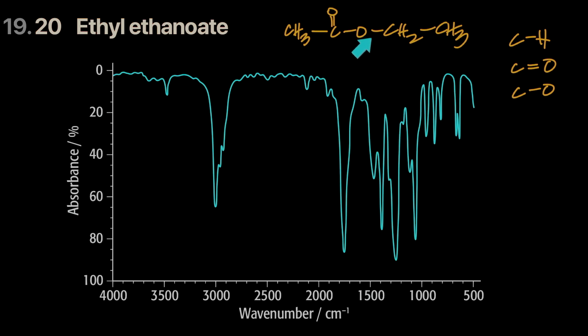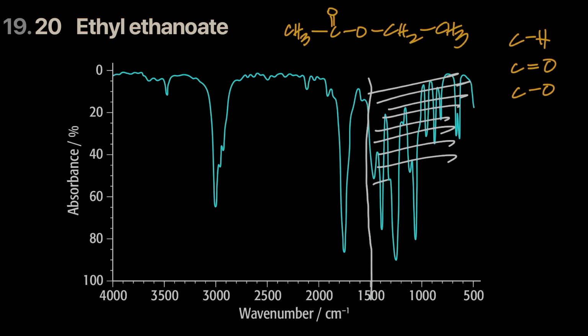The quantity of bonds will not matter to us. So it has three types of bonds. It has CH all across here, it has C single bond O's, and it has C double bond O's. And from what I know about these bonds, I know that the C single bond O occurs in the fingerprint region, so I don't care about that one. I care about the CH and the C double bond O. And the C double bond O is literally the first thing I look at. This is my fingerprint region, so I can just discount that. I've ignored all of that.